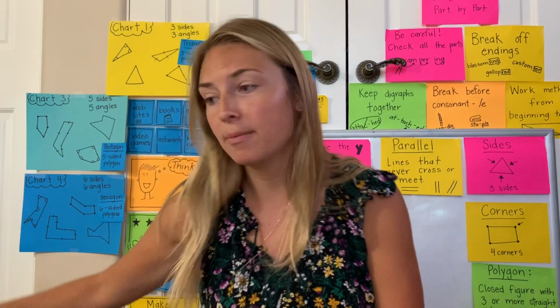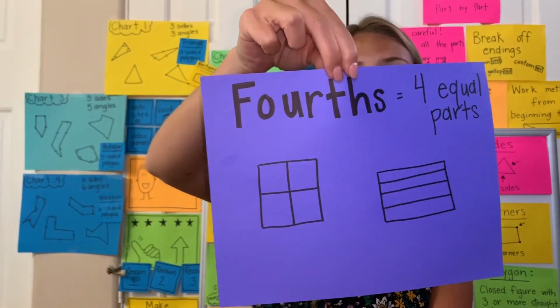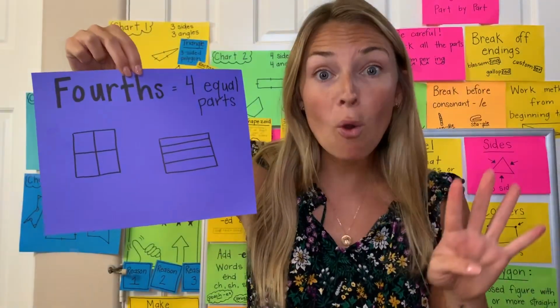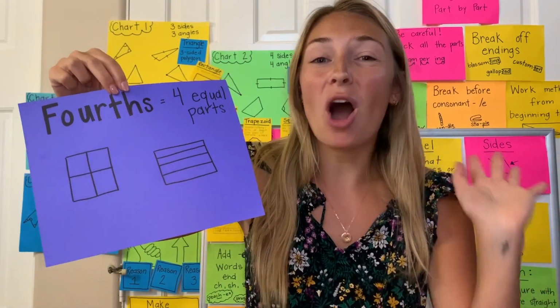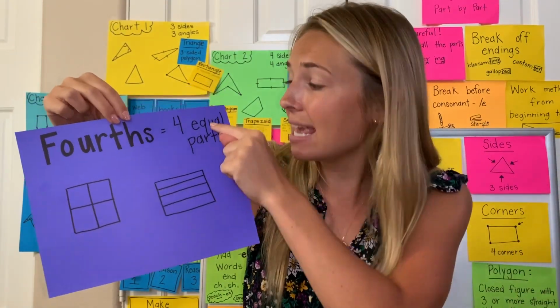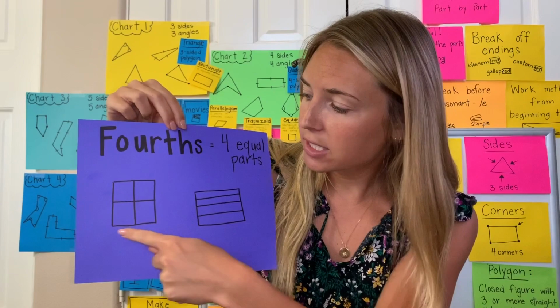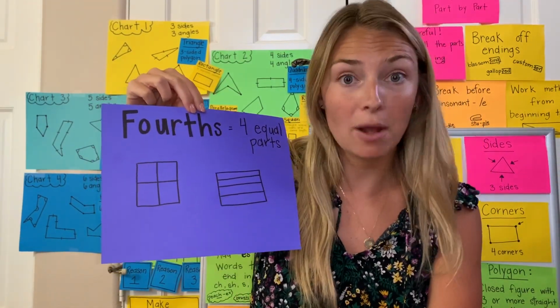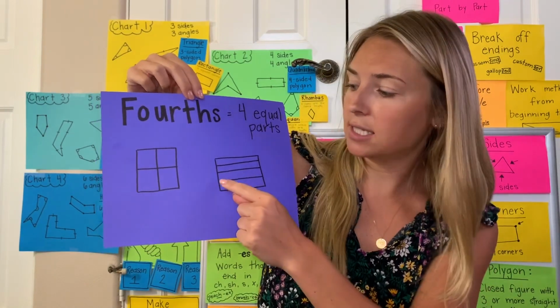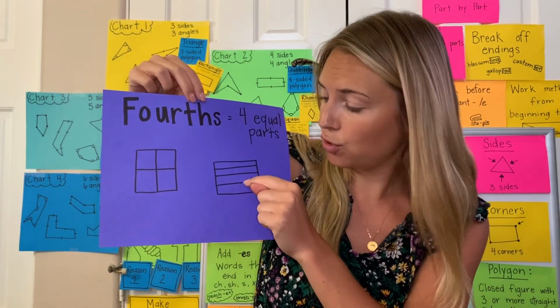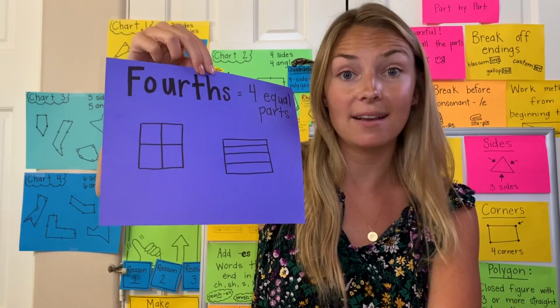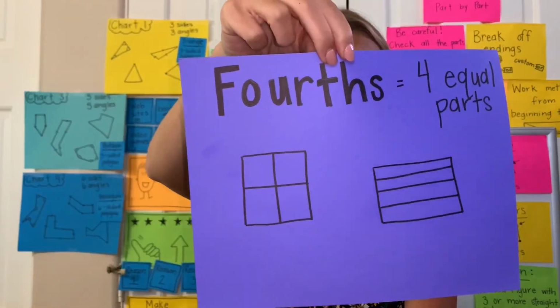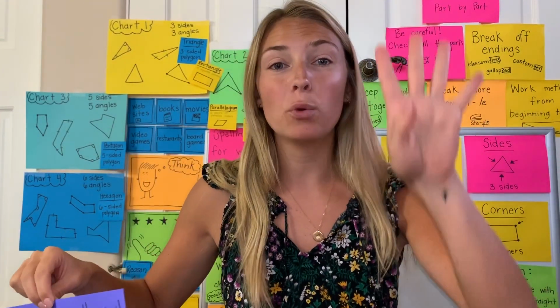Our last one we're going to talk about is fourths. Fourths is 4 equal parts. So our key here is equal parts. Here I split a square into 4 equal squares, like a window. And then here I split a rectangle into 4 equal rectangles. So fourths just means 4 equal parts.